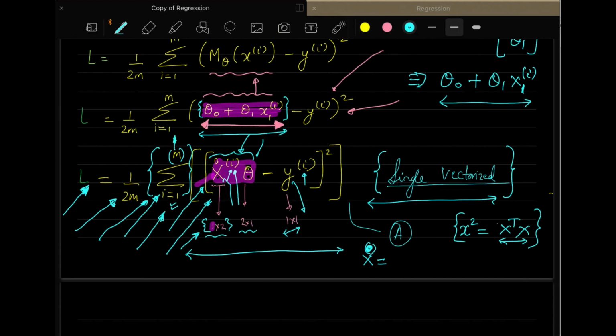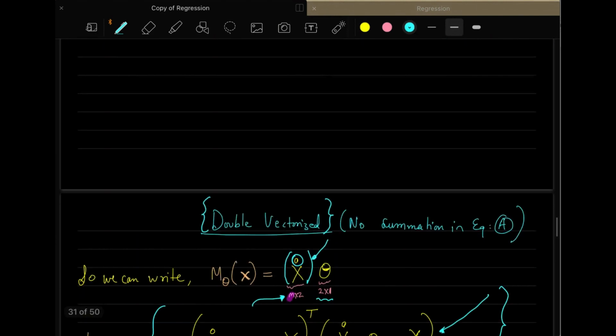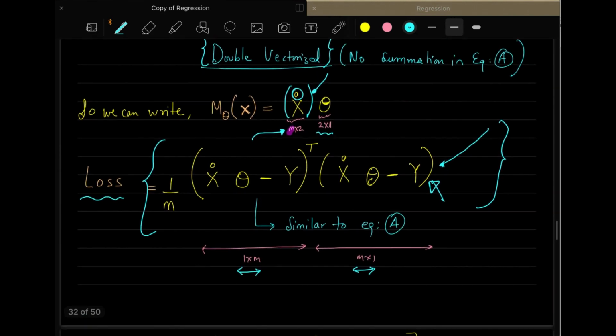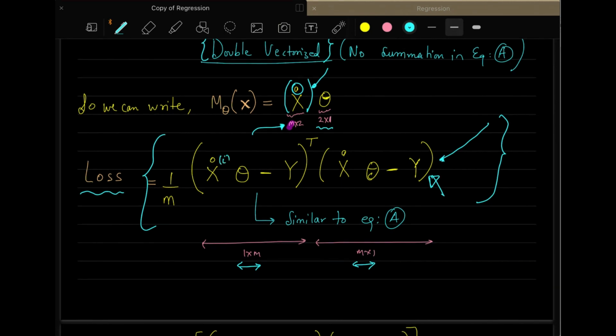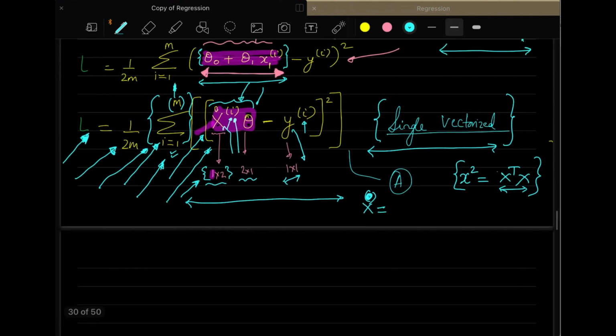The matrix which we are taking in the double vectorization is the whole matrix. You observe that there is no i here, right? And you can see the dimension: now it's m cross 2. Earlier the dimension was 1 cross 2, because I was taking only a single row and multiplying it with the corresponding theta to get the answer.